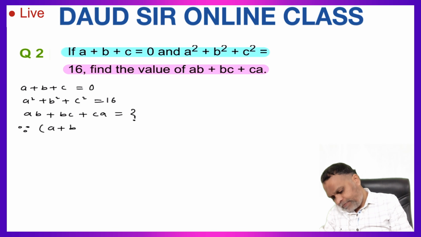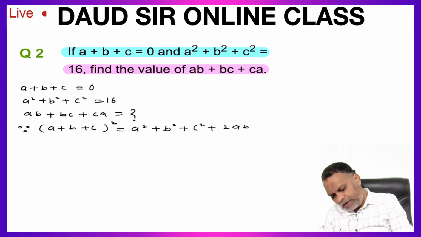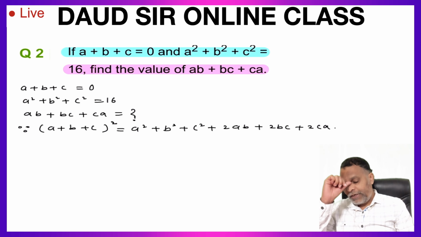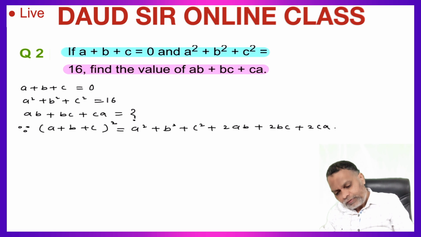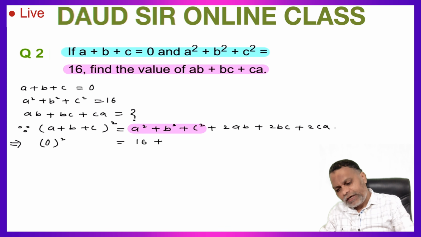Since (a+b+c)² is equal to a² + b² + c² + 2ab + 2bc + 2ca, here we can substitute the values, which implies (a+b+c) is 0, so 0 squared. a² + b² + c² is given as 16. Put this 16 here.